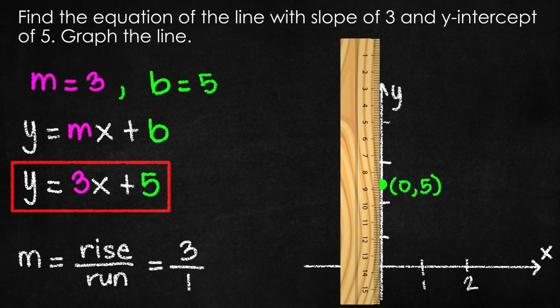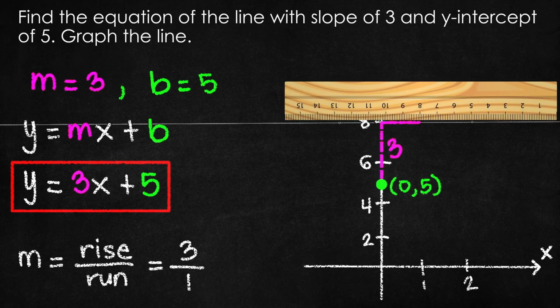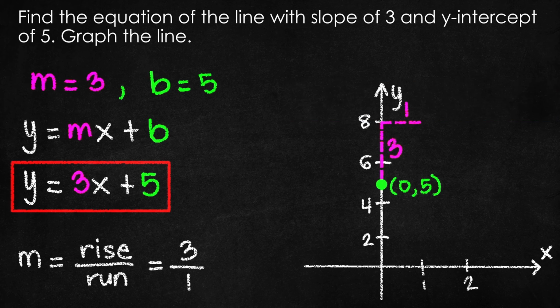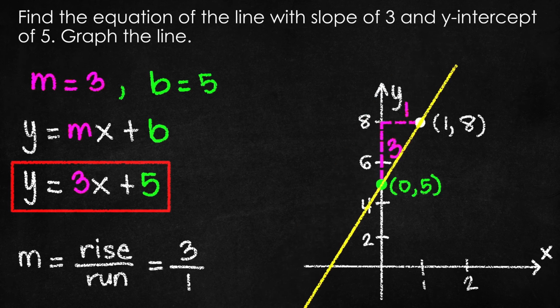Starting from the y-intercept, move 3 units up, and then move 1 unit to the right. Where you end lies another point along the line, which is the point 1, 8. Finally, connect the points by a single line. The graph of the equation y equals 3x plus 5 is shown.